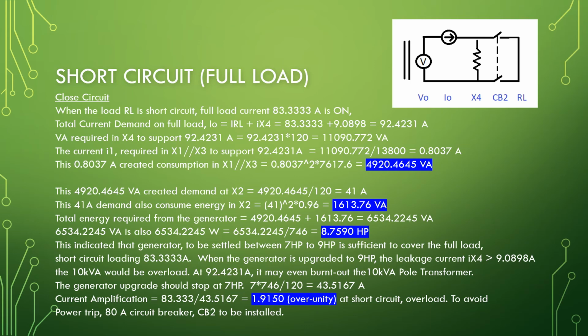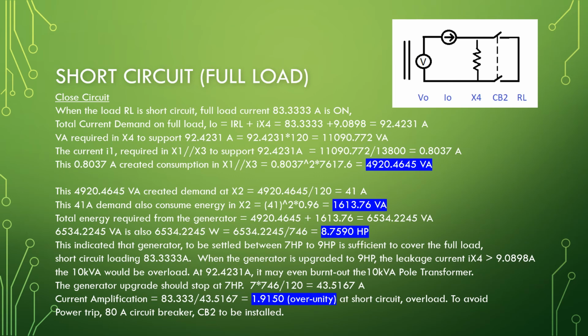83.3333 ampere. When the generator is upgraded to 9 horsepower, the leakage current IX4 will be greater than 9.0898 ampere. The 10 kVA would be overload at 92.4231 ampere. It may even burn out the 10 kVA pole transformer. The generator upgrade should stop at 7 horsepower.